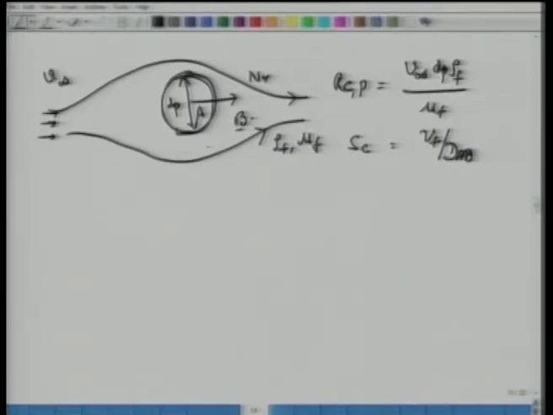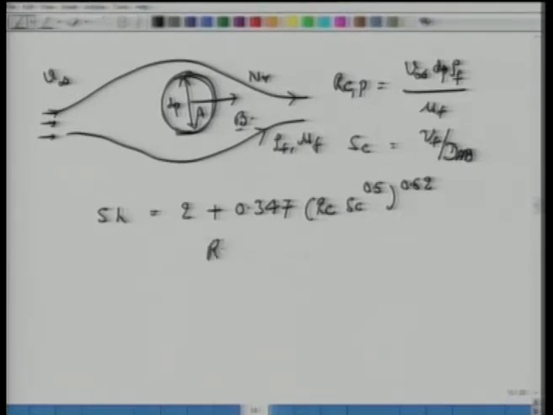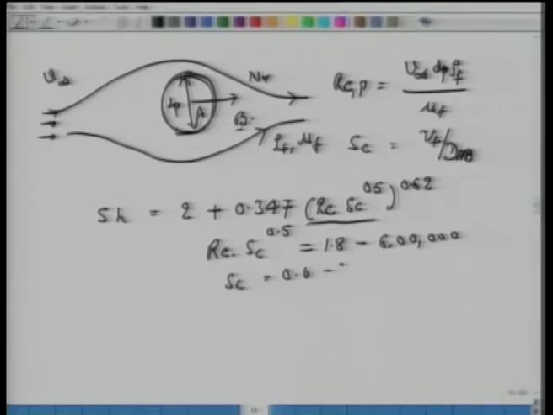In these cases, the correlation is given as Sherwood number equals 2 plus 0.347, Reynolds number times Schmidt number to the 0.5, to the power 0.62. More important to note here is that the author has given a range of Reynolds number. This expression holds good if the Reynolds number is between 1.8 to 600,000 and Schmidt number between 0.6 to 3200.